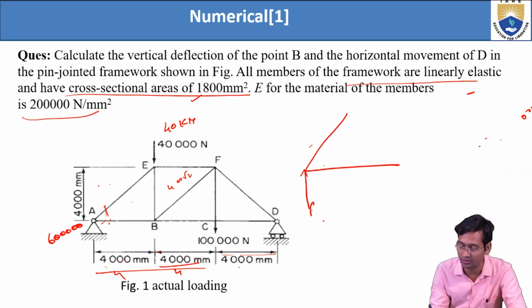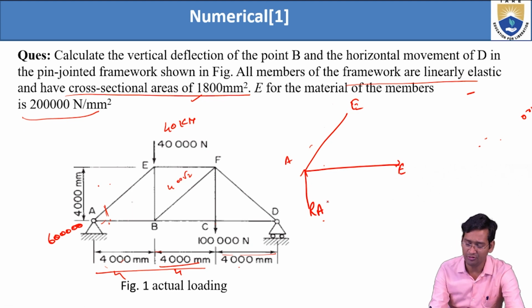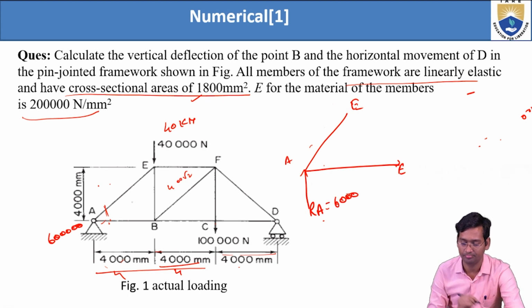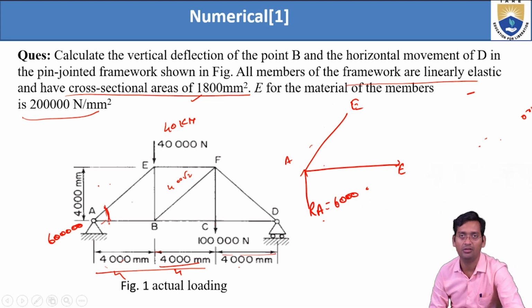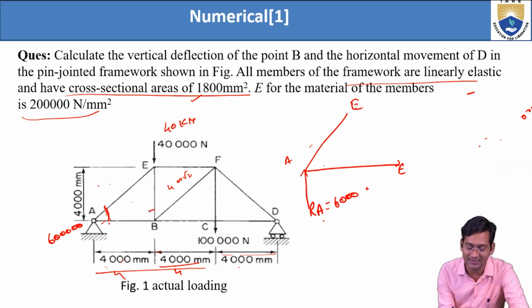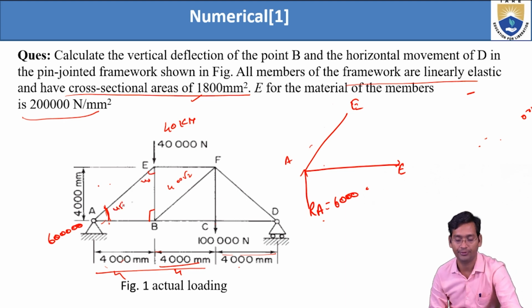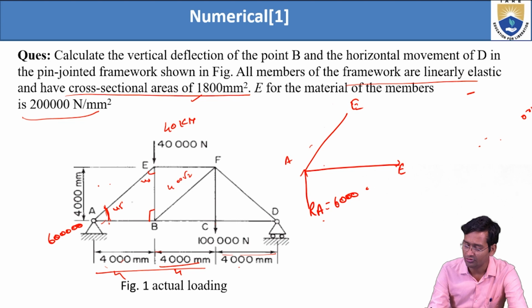Like this one is RA, right? This is point A, this is E, this is B. RA we know, that is 60,000. Now just see from this figure what you can see, this is an isosceles triangle. This angle is 90 degrees, so this will be 45, this will be 45, right? So we have to use that one.